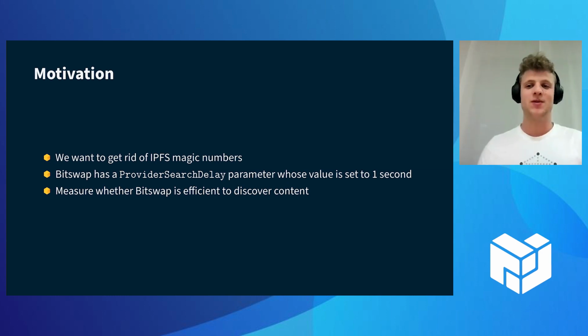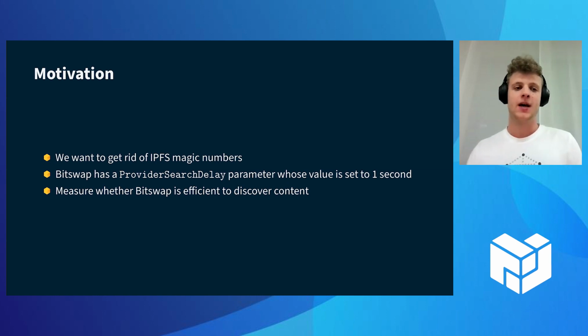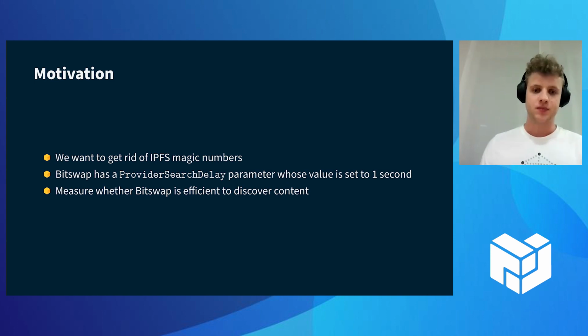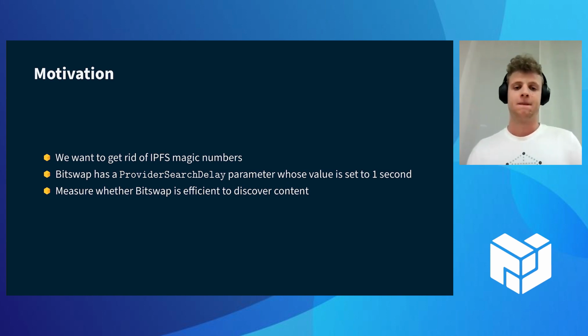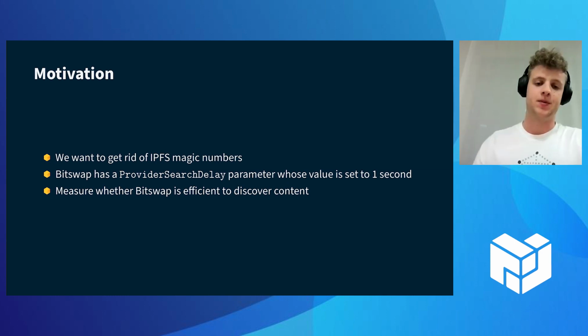Bitswap in particular works like this: when an IPFS GET request is made, Bitswap will have 1 second to broadcast requests to all of its connected peers. If it didn't find the block it's looking for within this 1 second, it will start a DHT lookup to find the content providers and then fetch the data. So today we want to find out if 1 second is actually a good value, and we will also measure whether or not Bitswap is efficient to discover content in general.